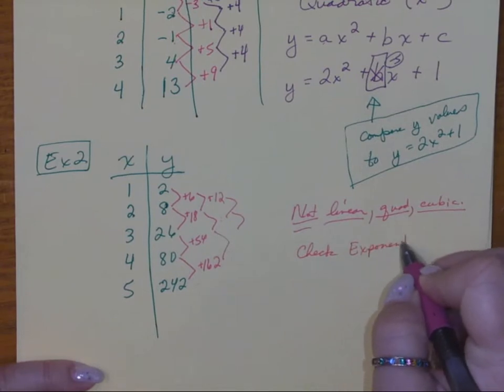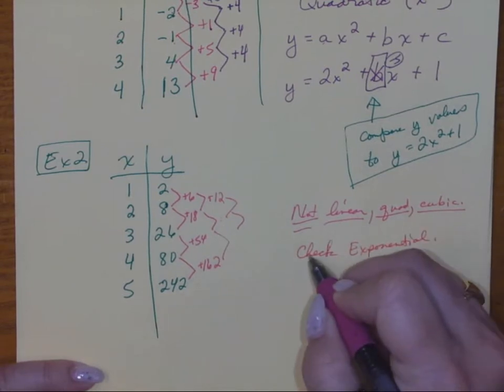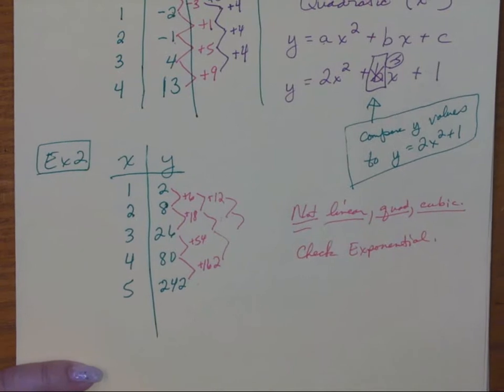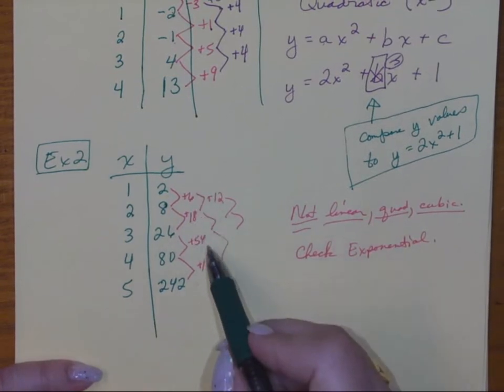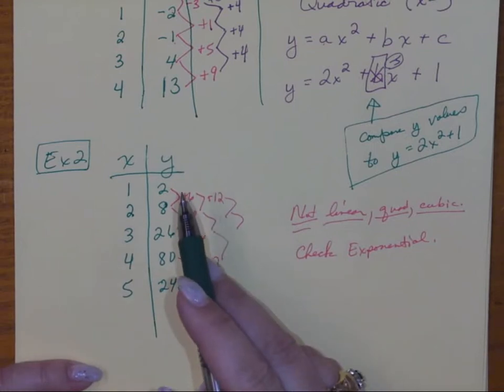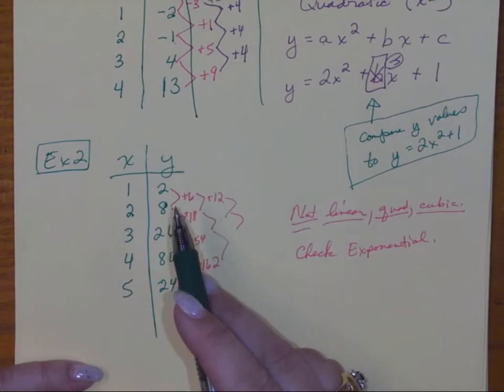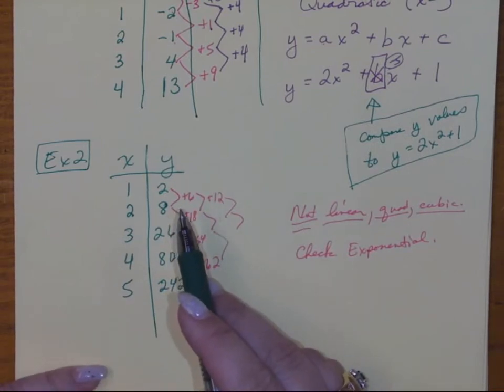What I would like for you to do whenever that happens is check for exponential. And the way you do that is you're looking to see if, instead of a constant difference in here, there's a constant ratio, a constant thing that they're multiplying by. Remember last week we called that a geometric sequence, right?